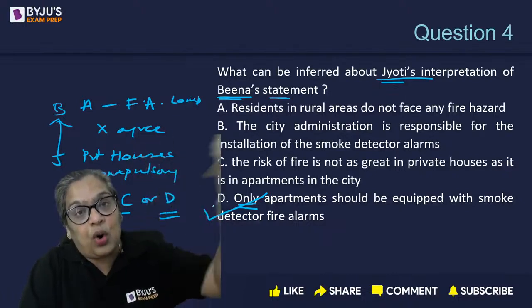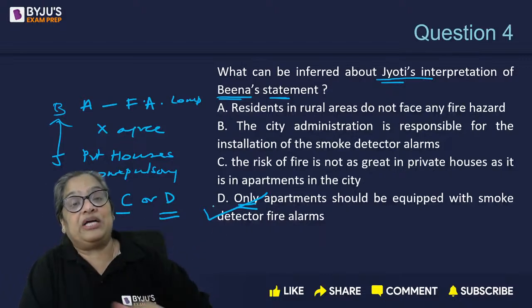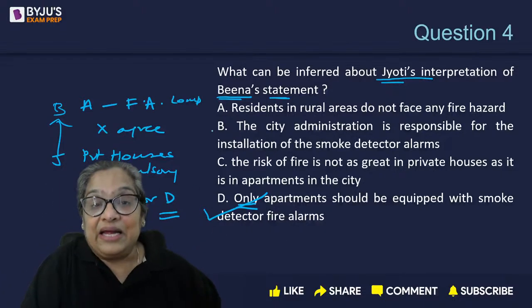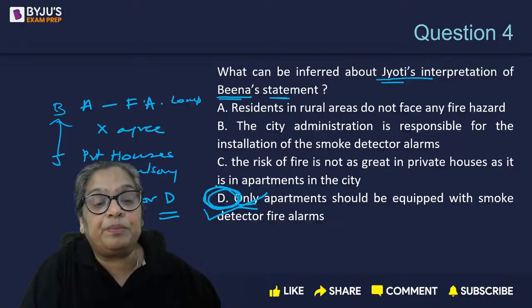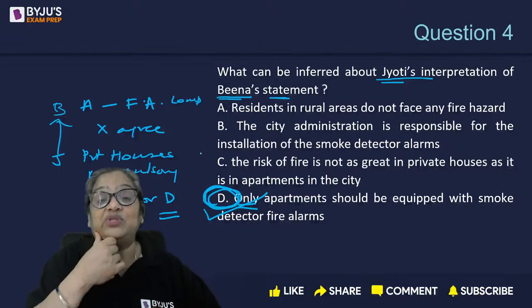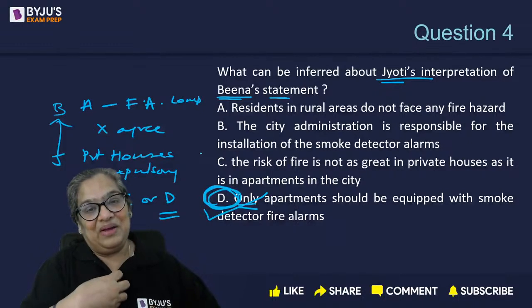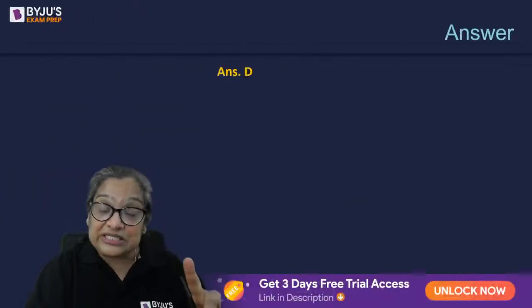Jyoti is saying no, I don't agree. Apartment में भी नहीं, private houses में भी होना चाहिए. So she has interpreted, वो समझ रही है that Beena has said it should be there only in apartments. That's why she is saying no, you are wrong. It should be there in private houses as well. Got it? Therefore, the correct answer is not C but D.